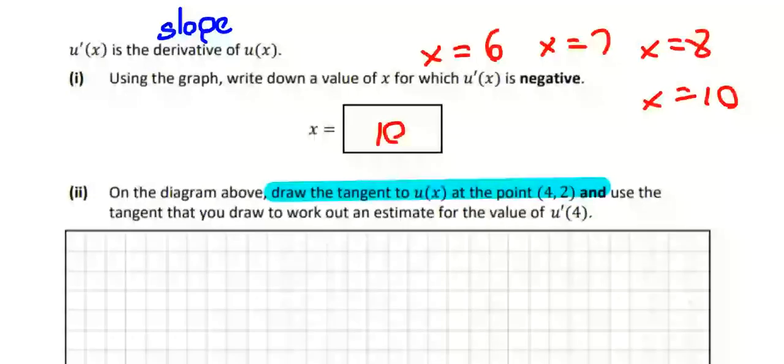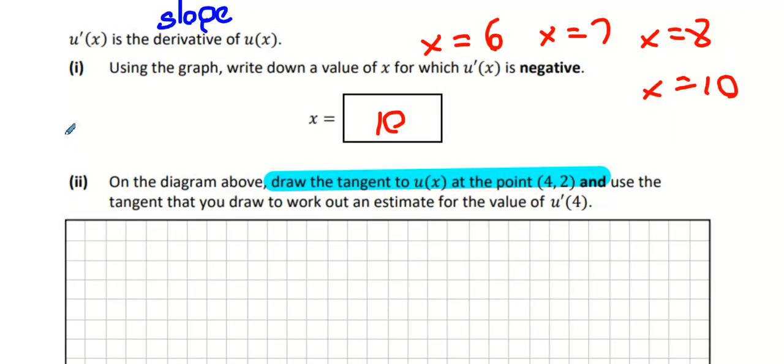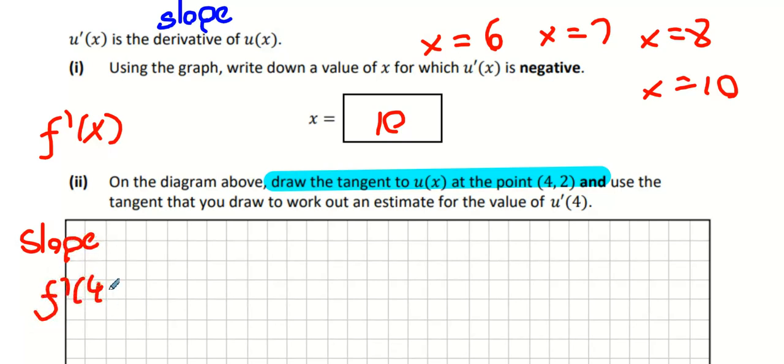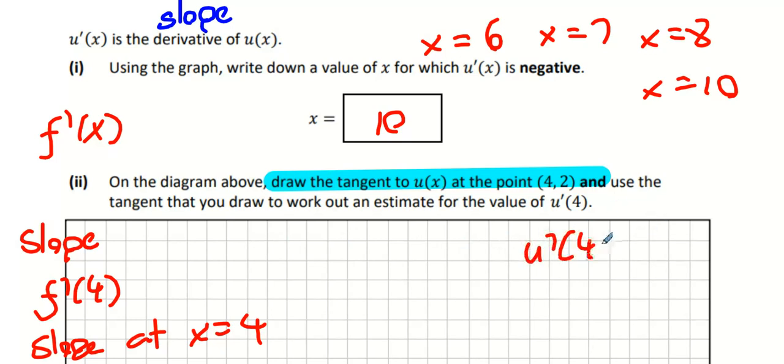Now, here's another question. What does f dash x mean? It means the first derivative. Would you also agree it means the slope? Because the slope is the first derivative. What does f dash 4 mean? The first derivative when the x value is 4, or the slope at x equals 4. Does that make sense? Now, what do you think u dash 4 means? It means exactly the same thing. The only difference is they're not using f, they're using u.